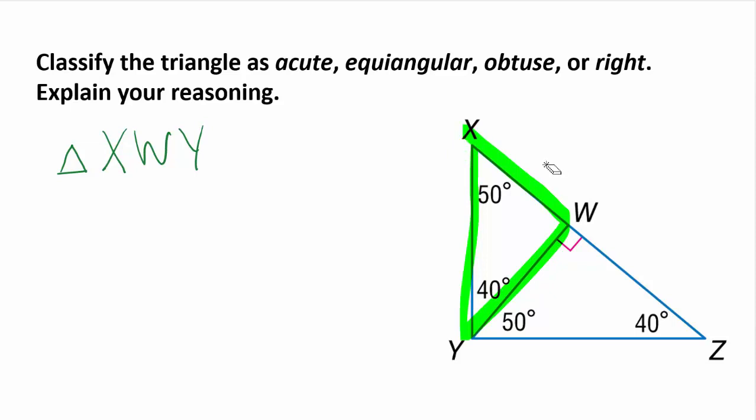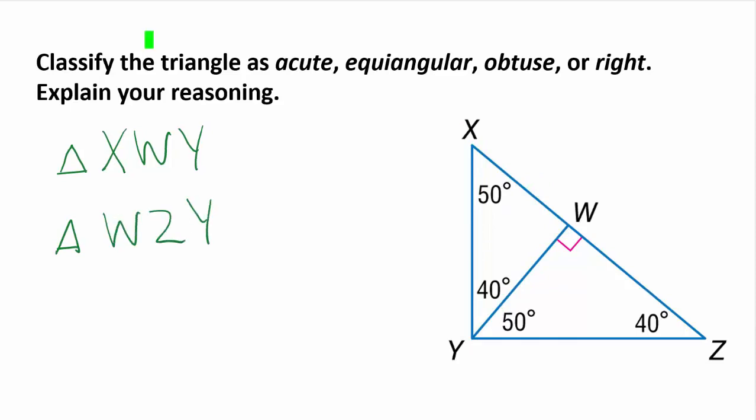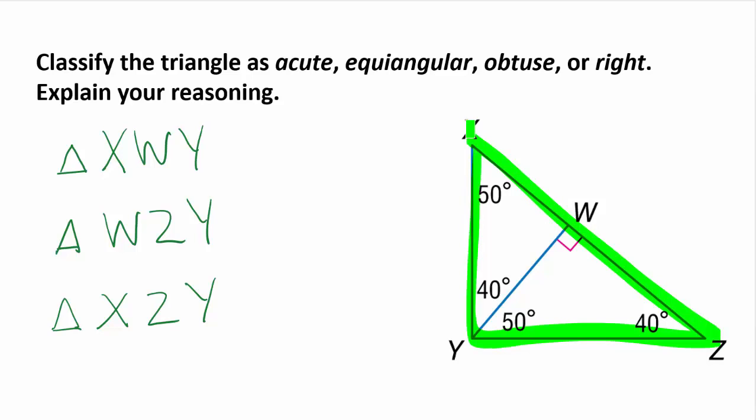The next one we're going to take a look at is triangle WZY, and that of course is this guy here. Then the last one we're going to look at is the big one, triangle XZY, which is that guy right there, the big one.